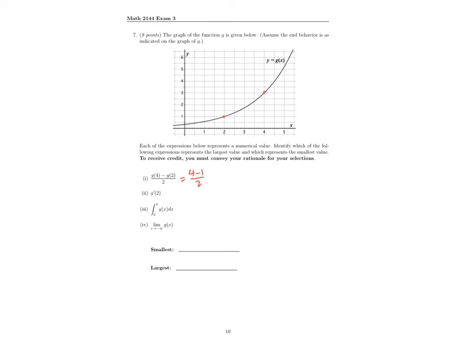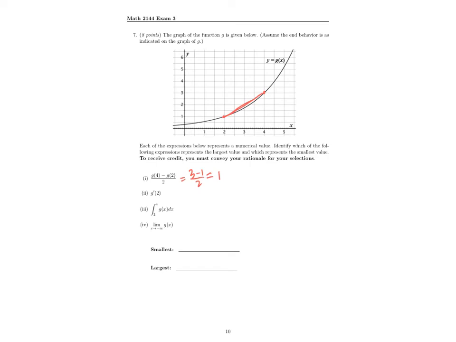Oh, whoops. G of 4 is 3, not 4. Sorry. 3 minus 1 over 2. Okay, and so what is that? That's 2 over 2, which is 1. And it's also the slope of the secant line, if I think about it that way.